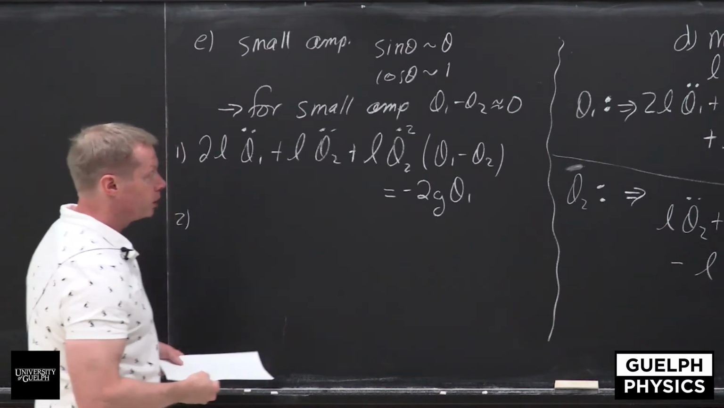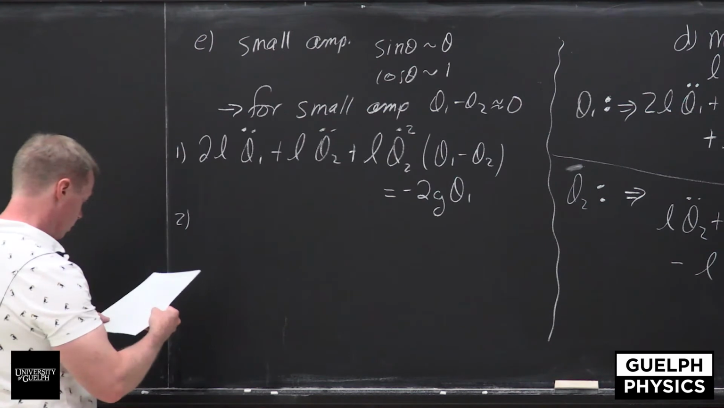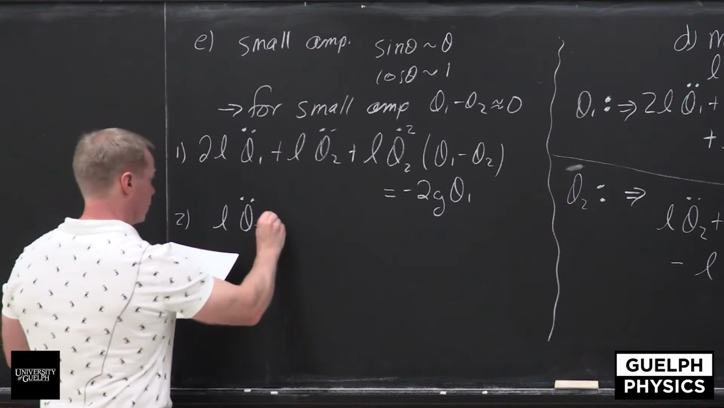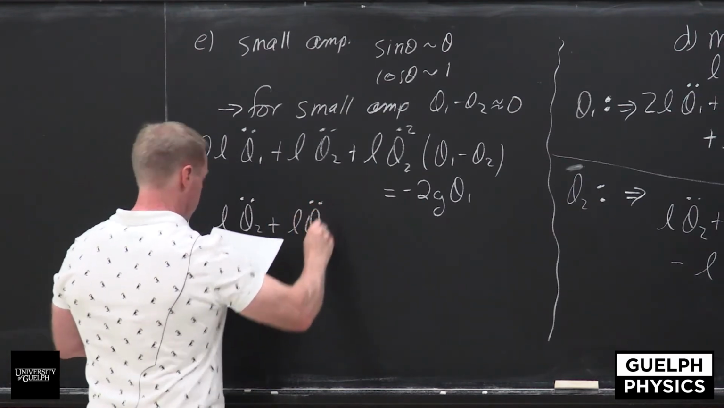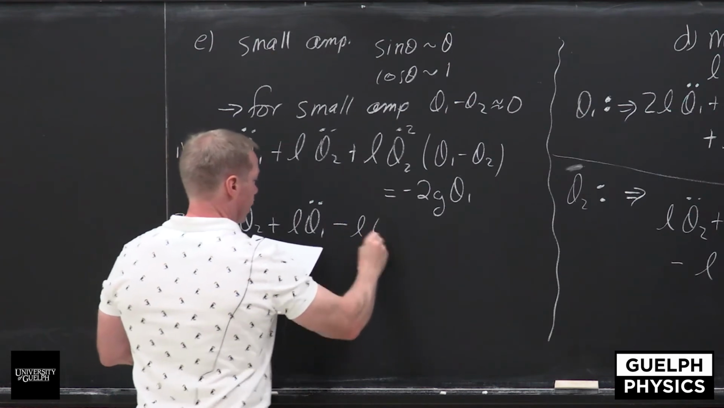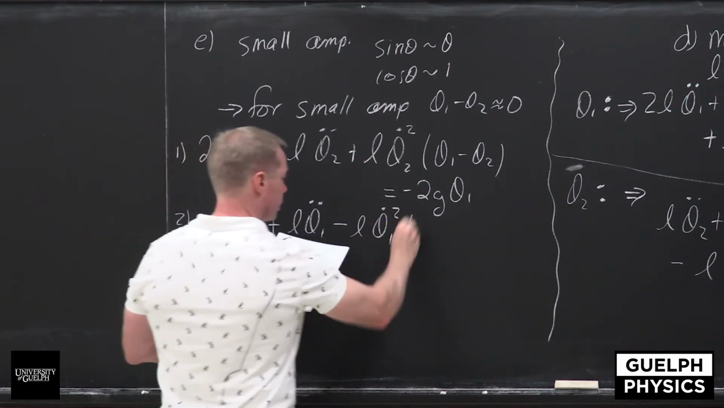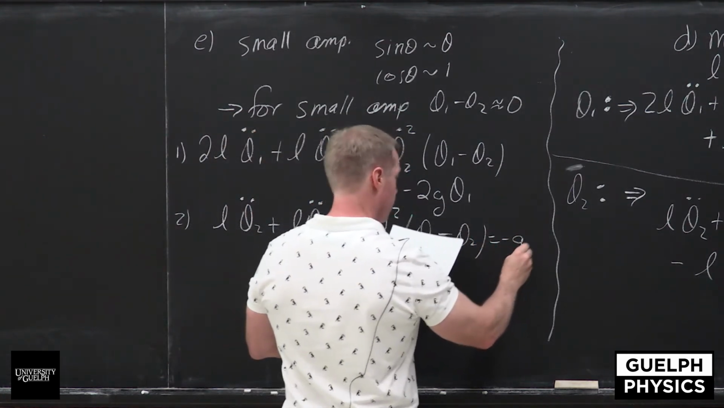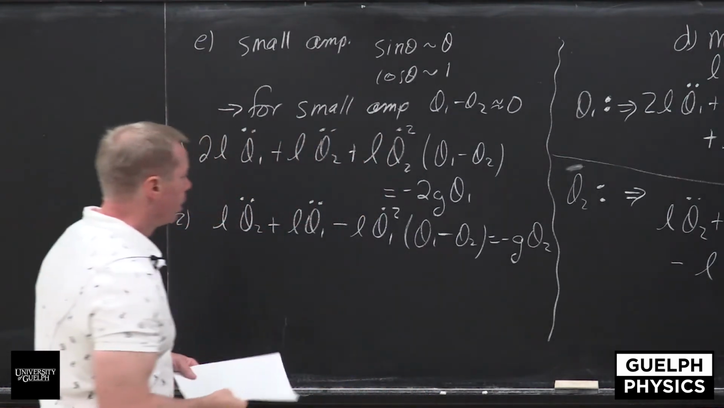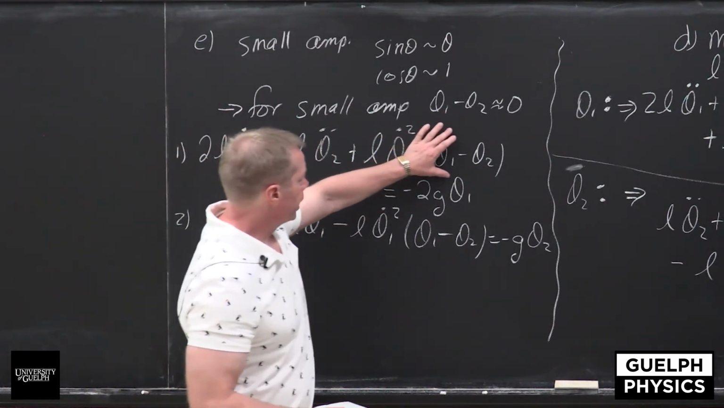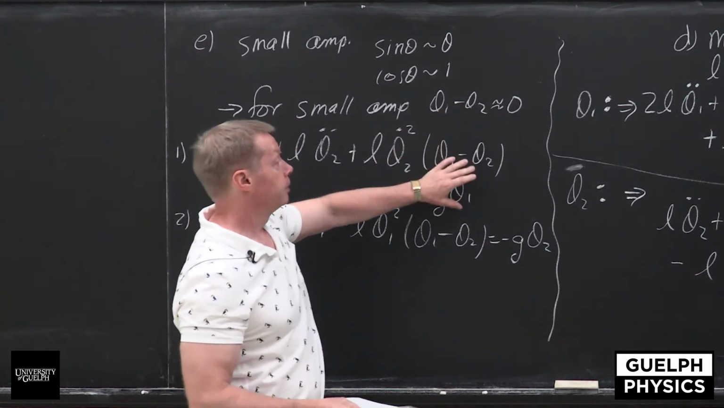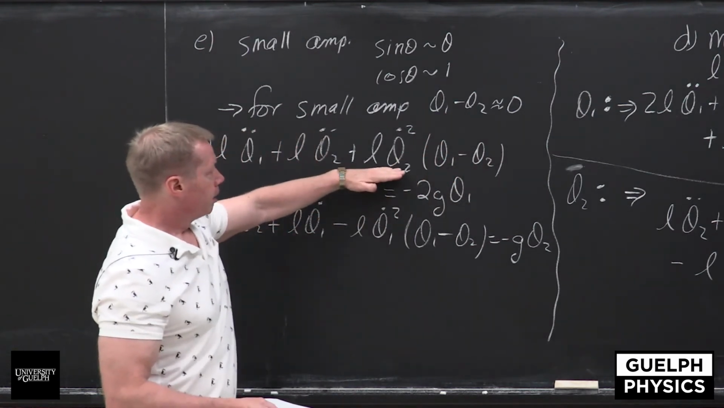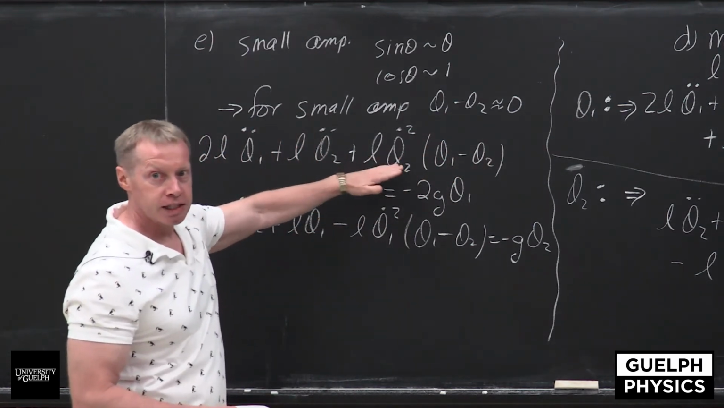And then the second equation, we make that same set of approximations. So I have an L theta 2 double dot plus an L theta 1 double dot minus an L theta 1 dot squared, theta 1 minus theta 2, is equal to minus g theta 2. Okay, so we have this term that still involves the difference between these angles. The angles are kept small, so we expect this difference to be small, but it's also quadratic in the velocities.